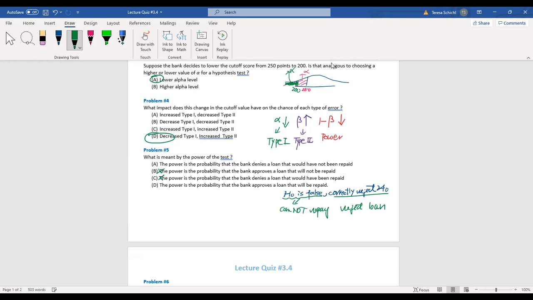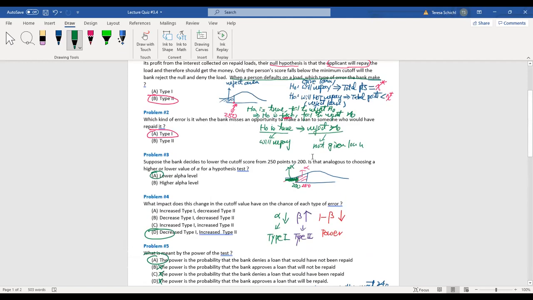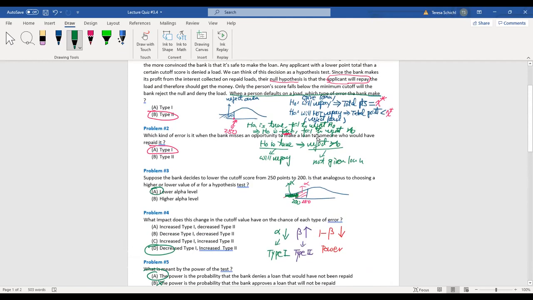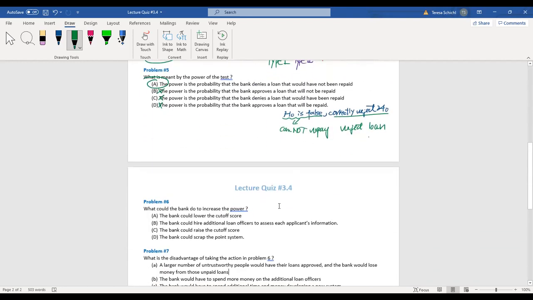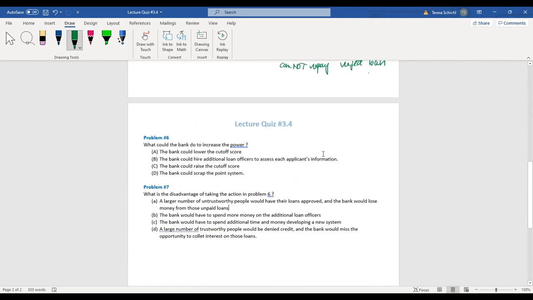The power is the probability that the bank approves a loan that will be repaid? No. We know this is a person who cannot repay, and we reject the loan. So the power is the probability the bank denies a loan that would not have been repaid. So it's A. When you just read the wording, they are very similar, so that's why the first thing you need to do is write down the information, then translate what it means here.